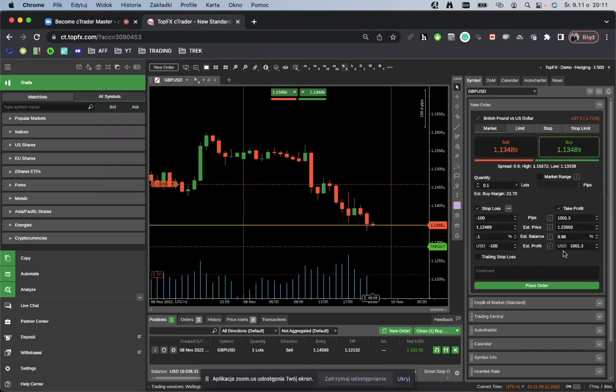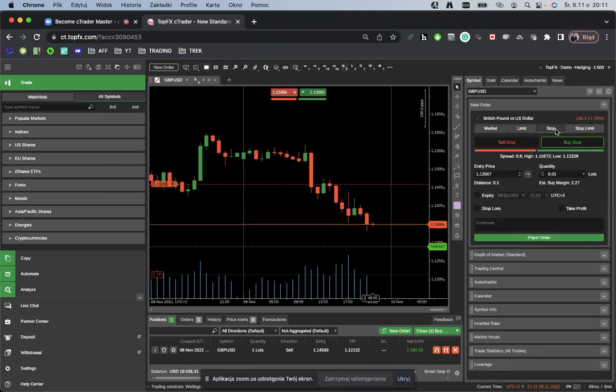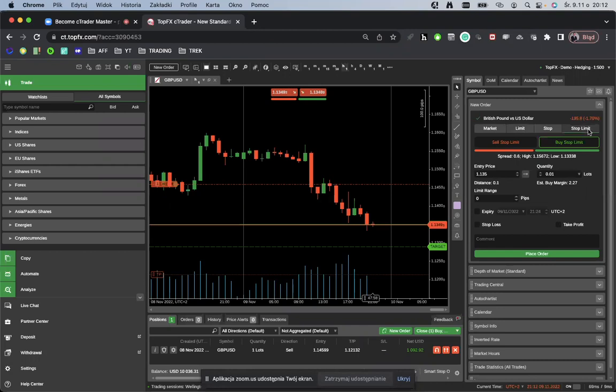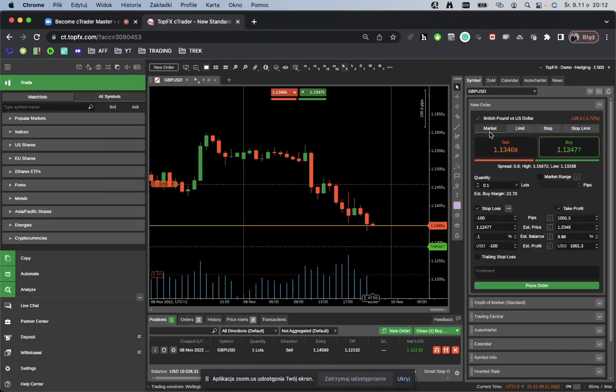So we've been talking about different kinds of orders. Are they listed here? Yes, there you go. You have the market order, you have the limit order, you have the stop order and the stop limit order. So the situation here is, of course, that you can use any of these order types.